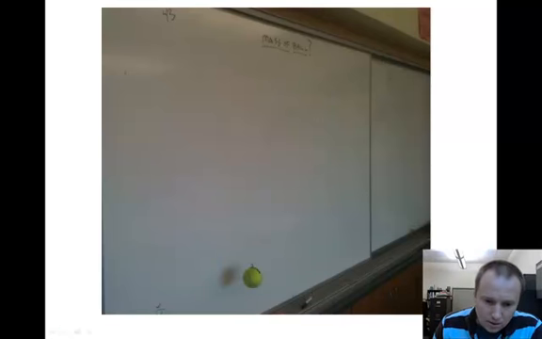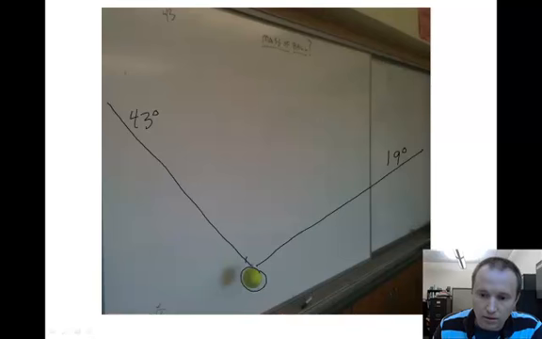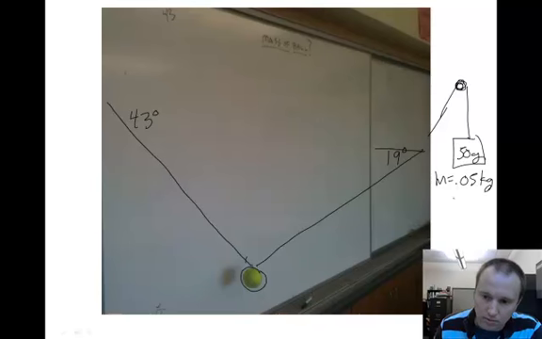So here's what we have. We got ourselves a tennis ball and it is hung from two strings. Information we have on the strings, this is 43 degrees right here, and over here it is 19 degrees. And the other thing is off the screen here, I didn't take a picture of it. This string is attached to a pulley and that pulley is supporting a 50-gram mass. Well, that mass is 0.05 kilograms, so its weight is 0.5 newtons.